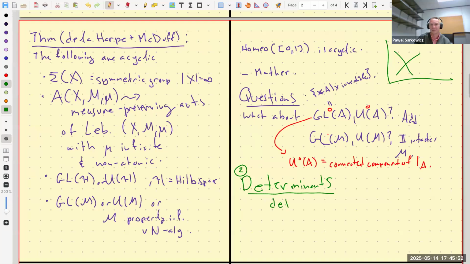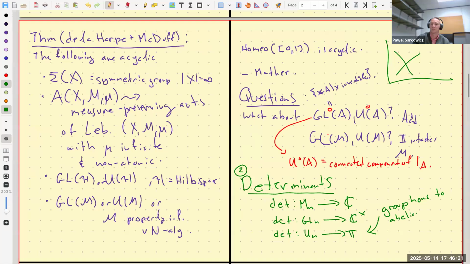Well, the determinant on M_n just gives you a complex number, but we can restrict it to GL_n, and this gives us a non-zero complex number, or we can restrict it to the unitaries, and we get a modulus 1 complex number. But the point is, these are just group homomorphisms to abelian groups. And you can think about what the kernels of these maps are, and then think about H1 groups, because we're always going to have this derived group sitting in there. And so these determinants on the matrix algebras at least allow us to determine the first homology group.